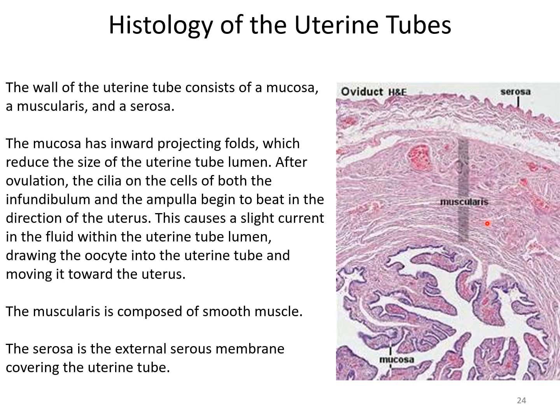The muscularis here is composed of smooth muscle, and then the serosa here is just kind of that external serous membrane covering.